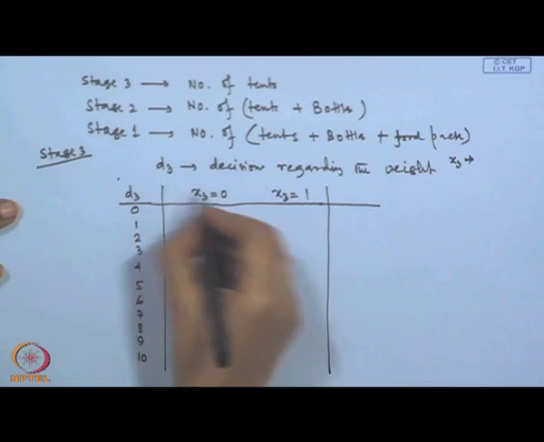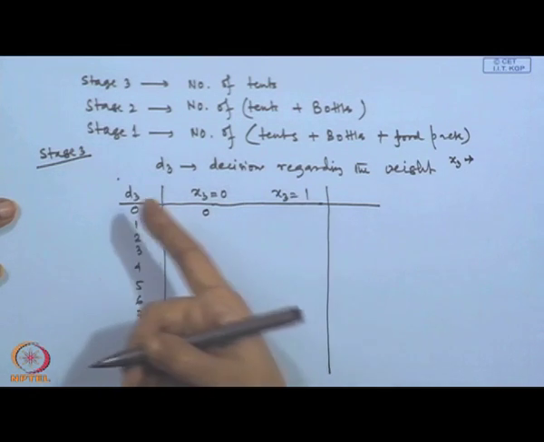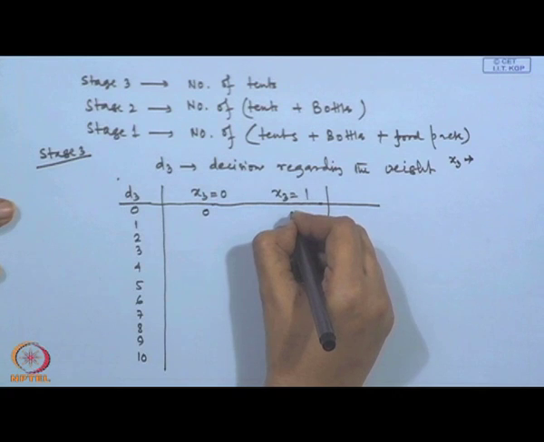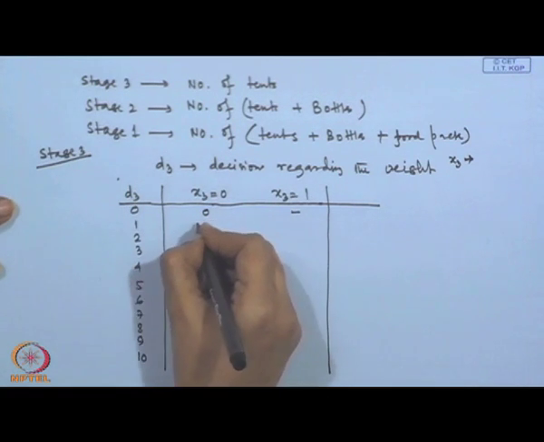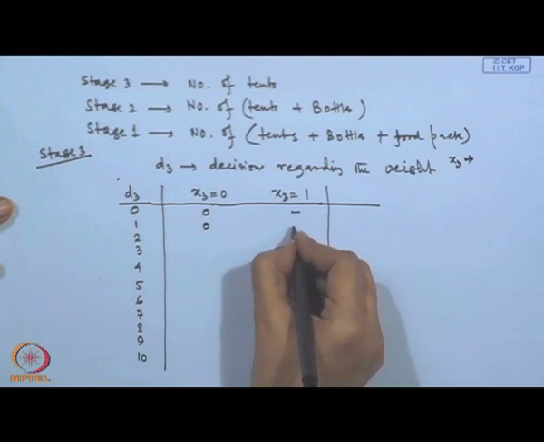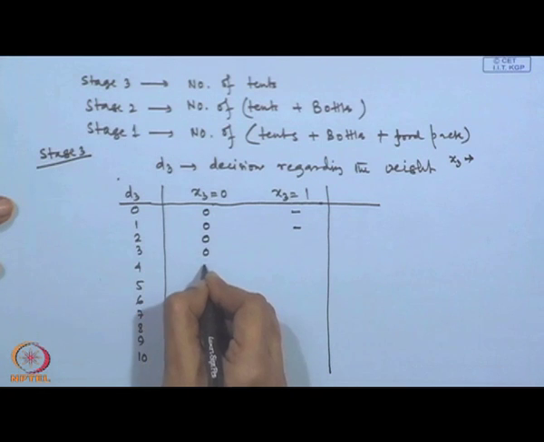For D3 equal to 0, if the number of tents is 0, then total weight 0. Number of tent 1, total weight 0, that is impossible, an infeasible solution. That is why let me put a dash here. Number of tent 0, but total weight 1. These are all the possible cases.